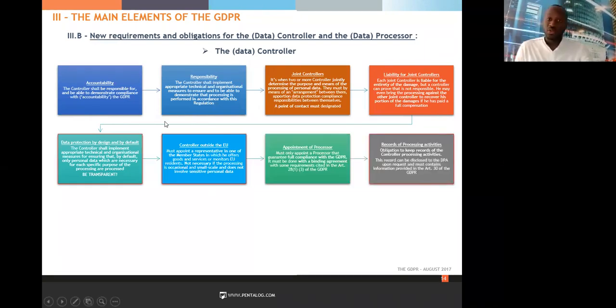You also have to appoint the processor. If you are the controller, appoint the processor. Make sure it is compliant with the GDPR. Put it in the contract you have with them. Record of processing activities.